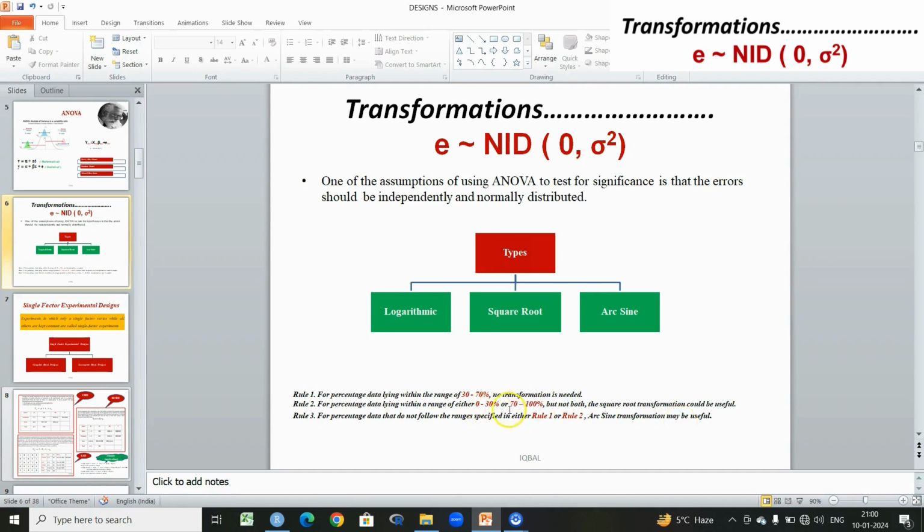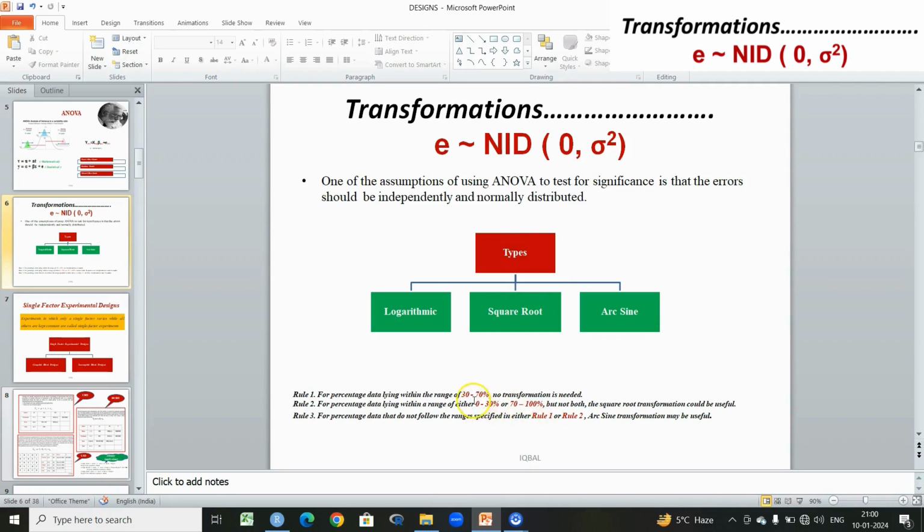That means if our data falls in the range of 0 to 30 as well as 70 to 100, or some say 20 to 80 also, some researchers consider 20 to 80 as a normal range, but majority of the times you will see 30 to 70 is considered to be a normal range. Or we can say if you have percentage data in the range of 30 to 70, it is assumed to be normally distributed.